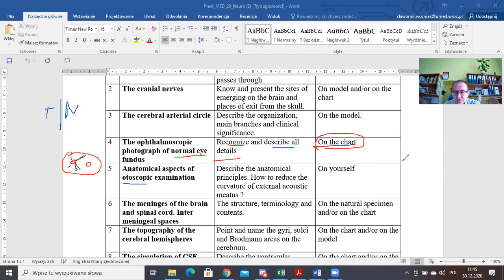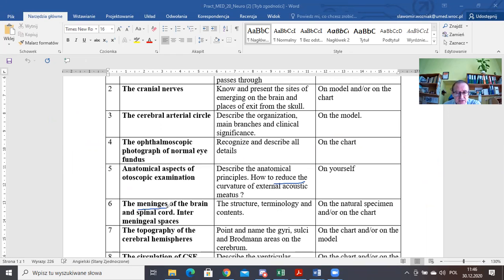Otoscopic examination, the same. If you've got the membrane, you have to describe what you've got in these aspects. Okay, so the anatomical principles. How to reduce the curvature of external acoustic meatus on yourself. So you've got the concha and here you've got the meatus. How can you reduce the curvatures?